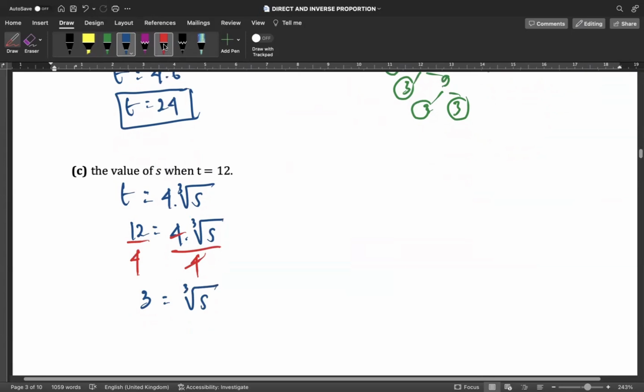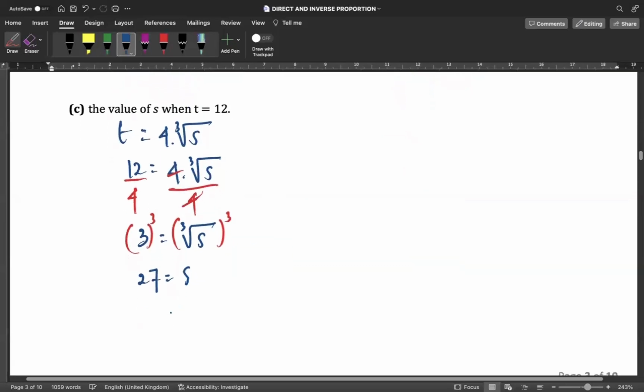Okay, next, to remove the cube root, we have to cube it. If you cube the right side, then we need to cube also the left side. Cube, root and cube. The root is gone, now on the right side only s. And on the left side we have 3 cubed. 3 cubed means 3 times 3 times 3. It is 27. So s is 27, this is the answer for C.